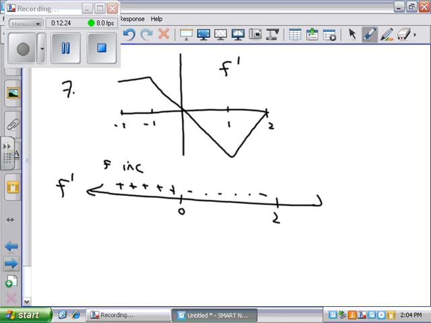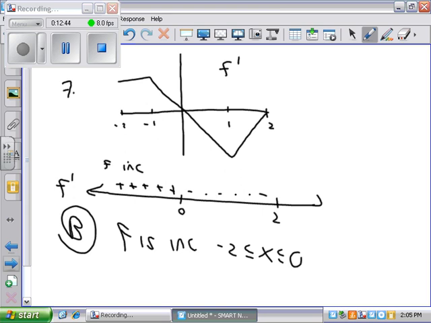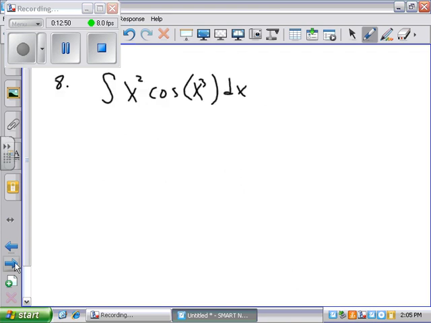Choice D says local min at 0. Nope, it's going from positive to negative. It would have been a local max. So our answer is B. B, f is increasing from -2 to 0. Yes, because its derivative is positive. Number 8.